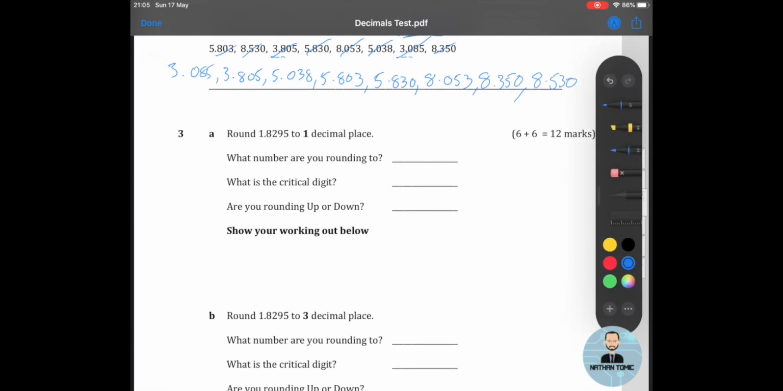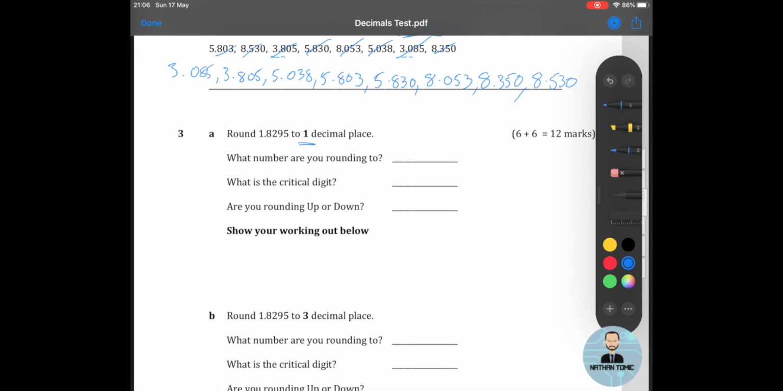Question 3 asks us to round the number 1.8295 to one decimal place. So again, a lot of people didn't do this very well. In a lot of cases, though, I've put it down to a slight misunderstanding about the question. So in a lot of cases, I still gave you the mark, so to speak. But let's just look at how this should have been done.